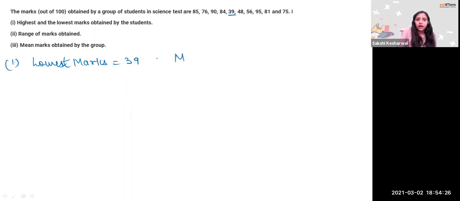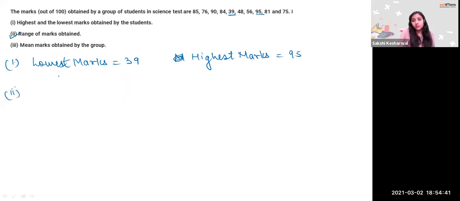And the highest marks are what? The highest marks are 95. Now the second part: what is the range? The range is the highest minus the lowest, right? Highest minus lowest.